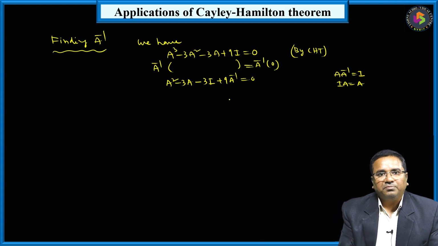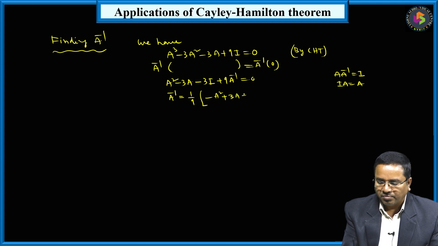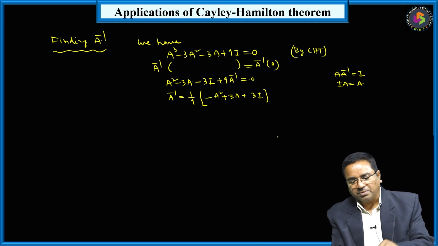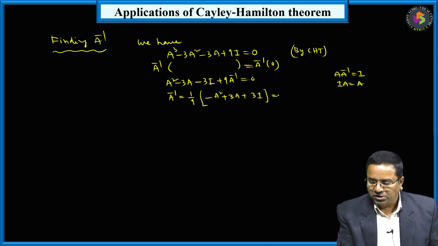Now from this our objective is what? To find A inverse. So this is A inverse is equal to 1 by 9 times minus A square plus 3A plus 3I. So if you have the time, then by substituting all these values you will get the answer.